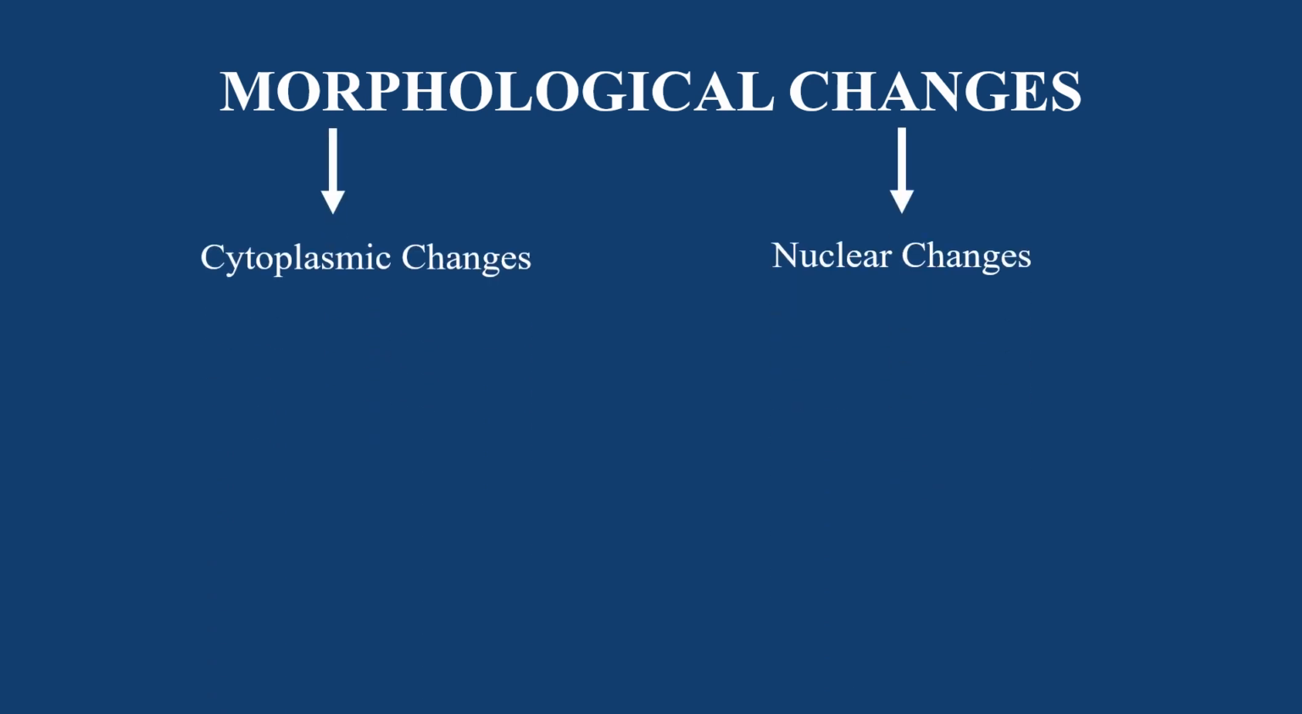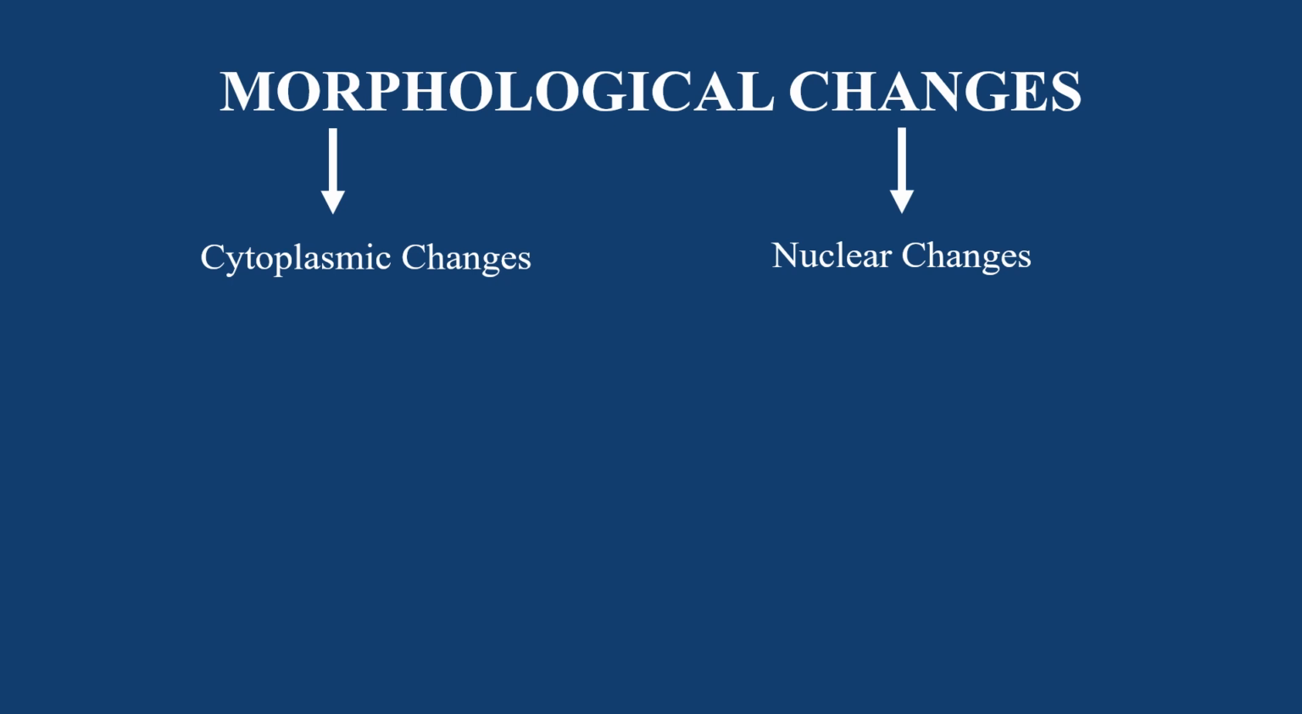So let's discuss the morphological changes in necrosis. We have some cytoplasmic changes and some nuclear changes. But before discussing these cytoplasmic and nuclear changes of necrosis, we are going to discuss the hematoxylin and eosin stain. In hematoxylin and eosin stain, we have two stains, one is hematoxylin and another one is eosin. Eosin is acidic and hematoxylin is basic.